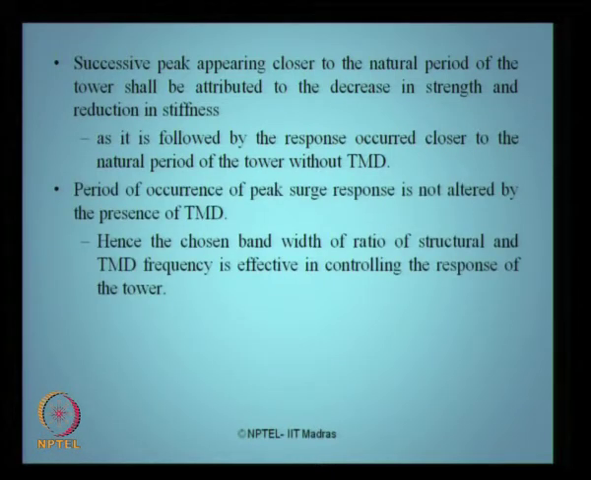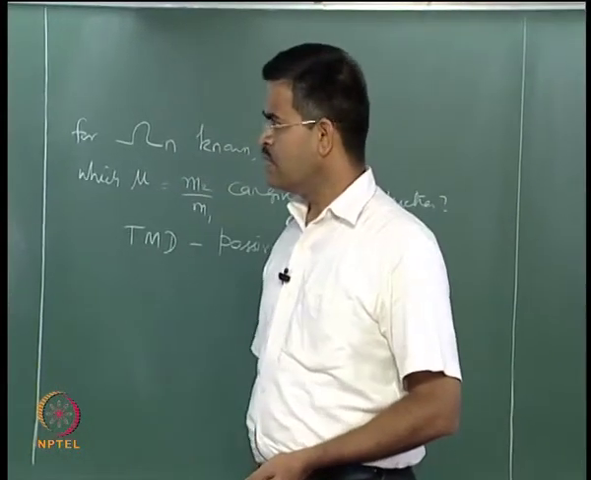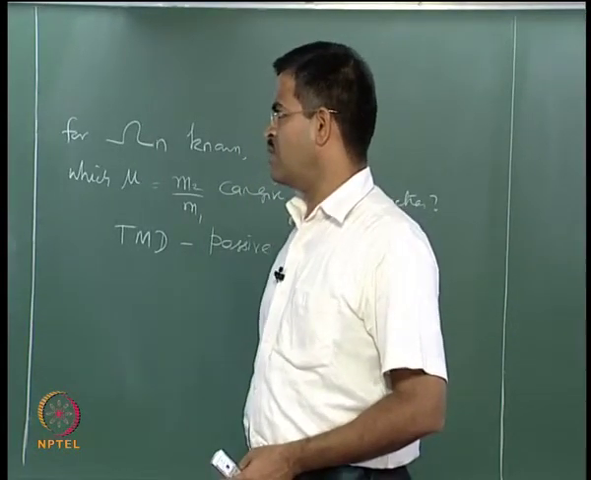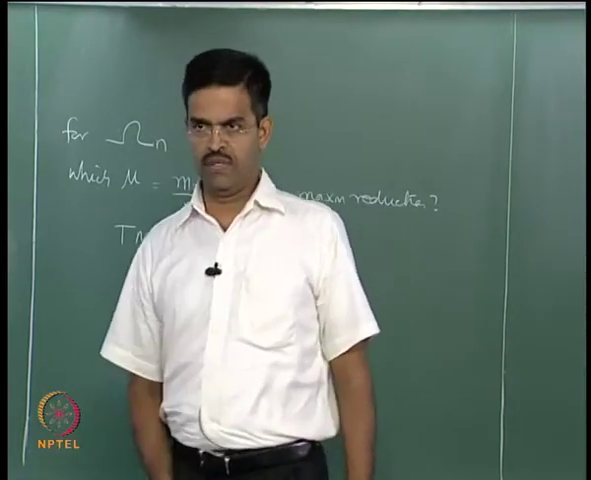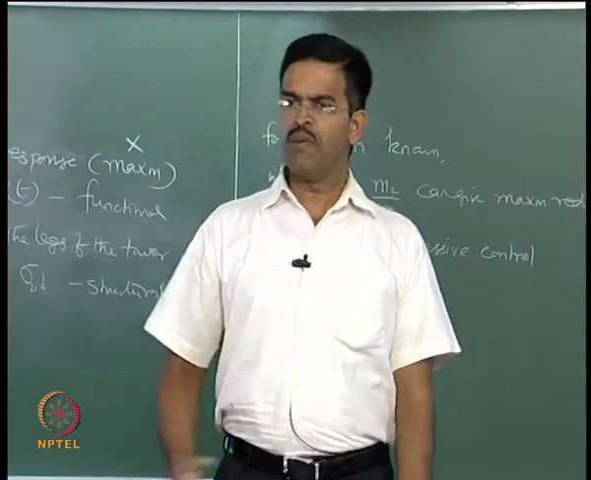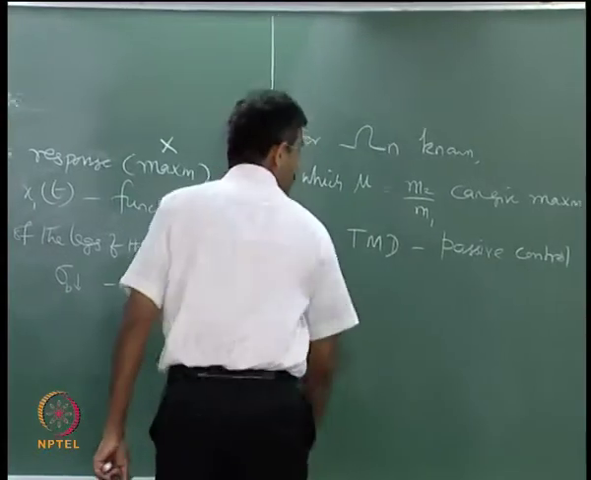The period of occurrence of the peaks as the response is not altered, as I said, qualitatively it is occurring in the same, it is not altering. Therefore, one can say that the chosen bandwidth ratio of the structural and TMD frequency is effective in controlling the response only with a chosen bandwidth, only at that bandwidth it is effective. If you go beyond the bandwidths of the two peaks which we saw, then it is not effective.